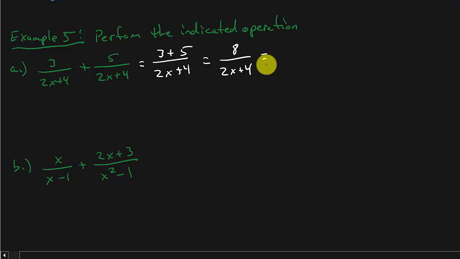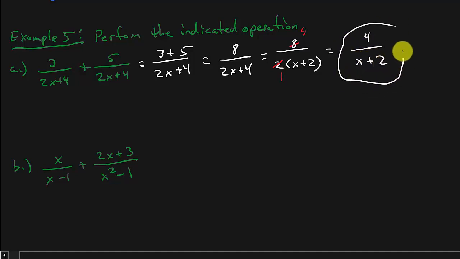Because remember, if you're adding or subtracting fractions and you get an answer of, say, 9 over 12, then you would have to reduce it to 3/4, wouldn't you? Well, that's the same thing here. We've got to reduce these things. So that's 8 over 2 times x plus 2. And when we cancel, we're left with a 4 and a 1. And so that is going to be 4 over x plus 2.